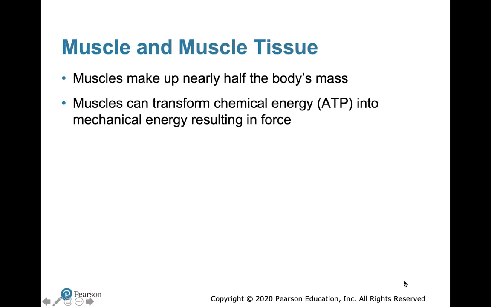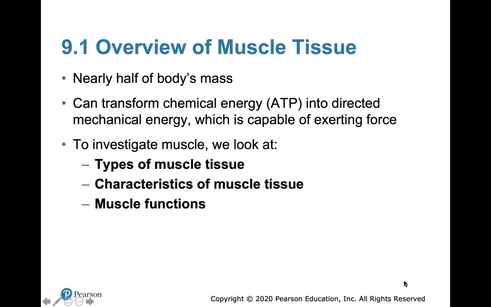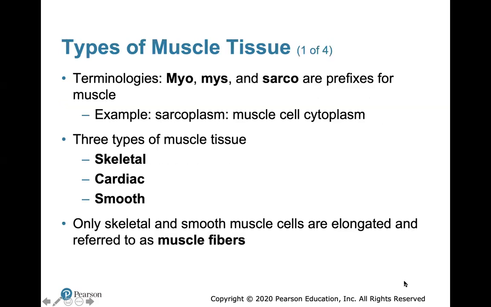So your muscles make up nearly half of your body's mass. Muscles can transform chemical energy, which is ATP, into mechanical energy, which just means motion, resulting in a force. To investigate the muscle, we'll look at the types of muscle tissue, the characteristics of muscle tissue, and then muscle functions. Terminologies, whenever you see the prefix myo, mys, or sarco, those are all prefixes for muscle.